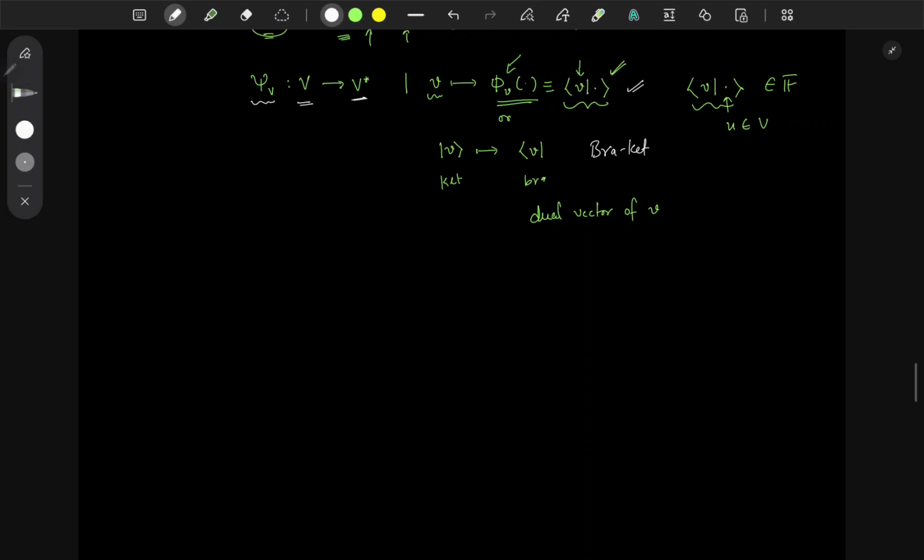Now that we have the concept of a dual vector, we move on to the next concept, which is the adjoint operator.